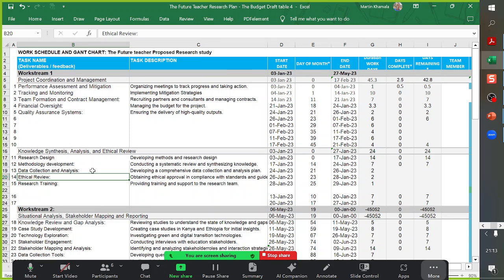Then we have the ethical review. Here we have to decide on it, but we need to identify an institution where we can have our ethical review done, just some committee. It costs money, so we have to budget that as well. These are activities that will cost money, really. And then we have this one of research training. We can't ignore it, because if we're going to recruit people, we would have to train them on what we need them to do, and we can't assume that they'll do it the way we want without training.